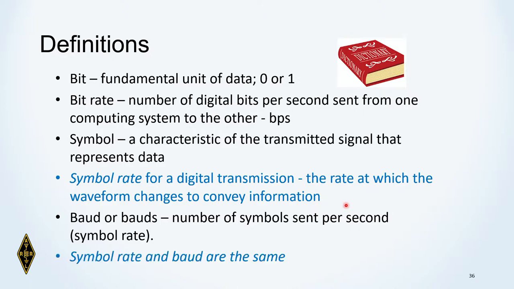And here's a key one. Symbol rate and baud are exactly the same. So symbol rate and baud are the same, but bits per second might not match the symbol rate or the baud. And I'll show you how that works coming up.